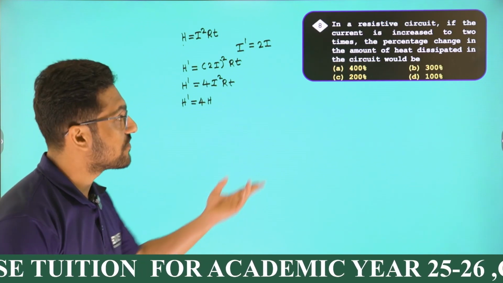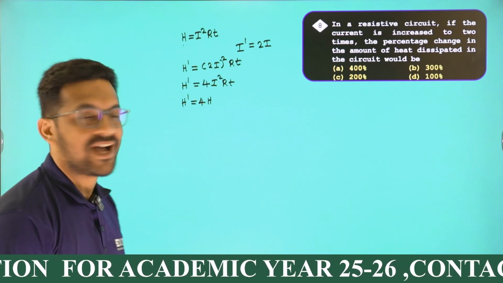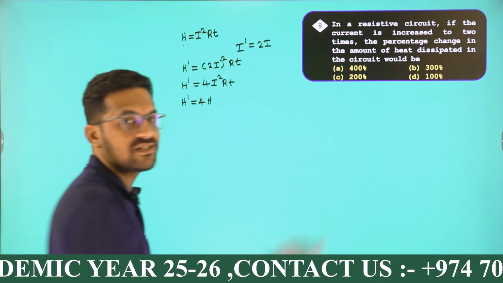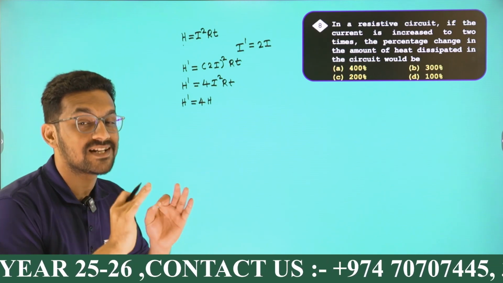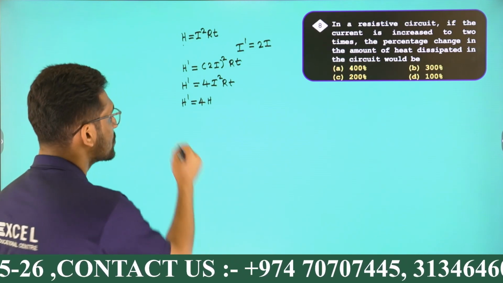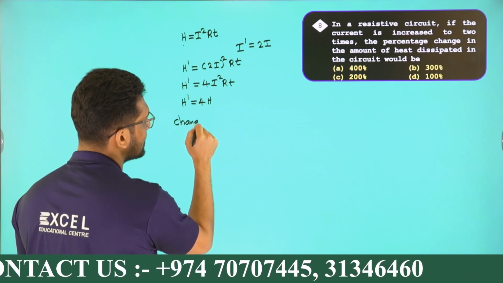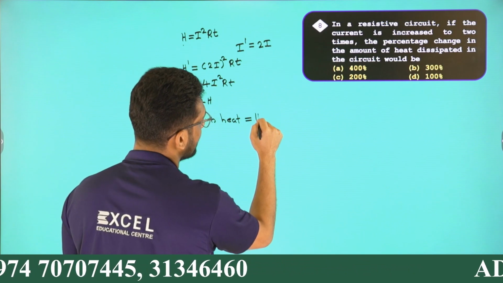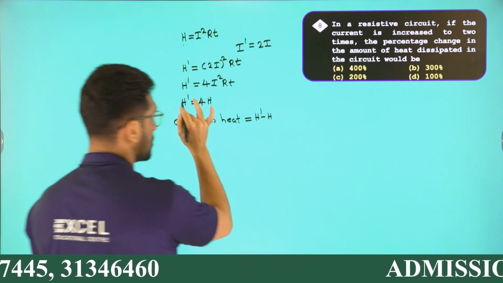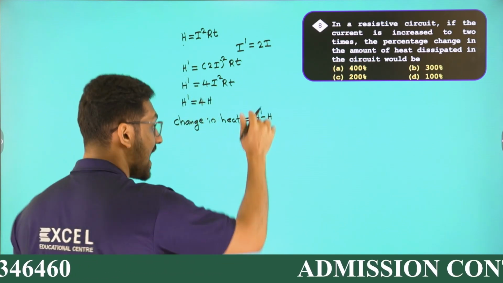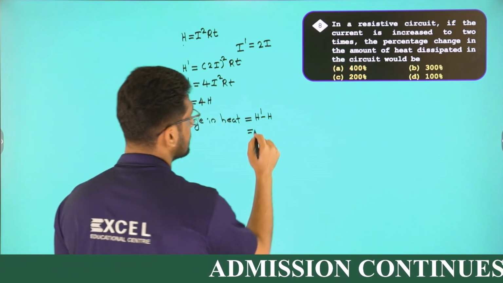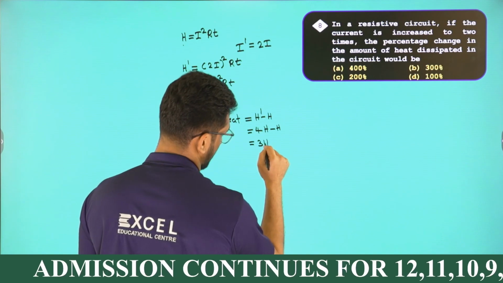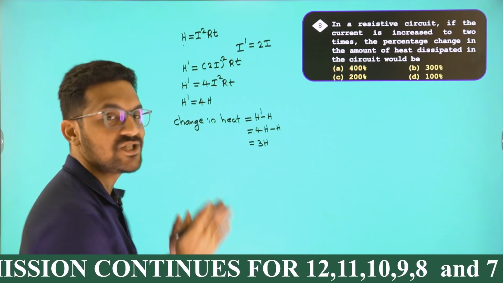So is the answer 400%? No. Read the question carefully. The percentage change in the amount of heat. You need to find the percentage change in the heat. So what is the change in heat? Change in heat will be H dash minus H. H dash is the larger value. That is 4H minus H, which is 3H. So 3H is the change in heat.